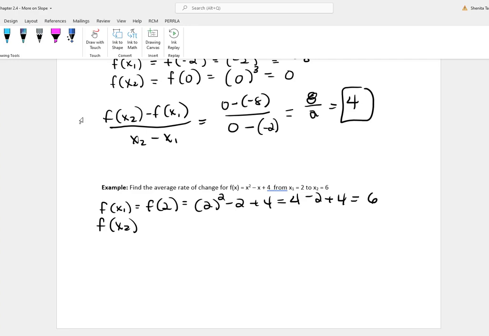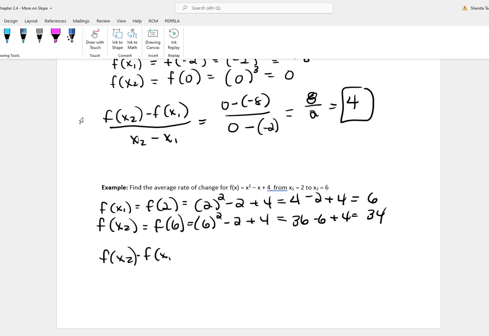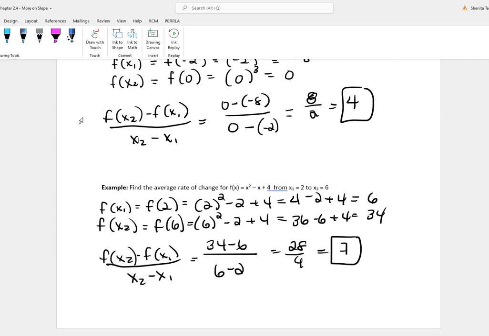Now let's find f of x2. That would be f of 6. I'm going to plug 6 back in. I get 6 squared minus 6 plus 4. I get 36 minus 6 plus 4, which is 34. Let's plug everything back in to our formula. I get 34 minus 6 all over 6 minus 2. That's 28 over 4, which is 7. All right, that's the end of this lecture.